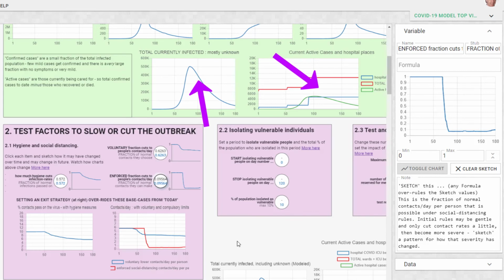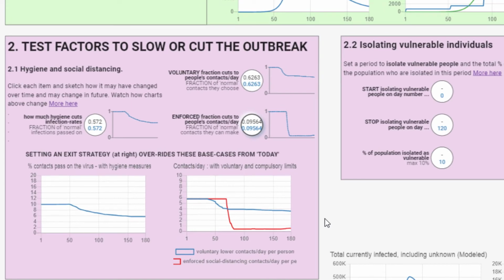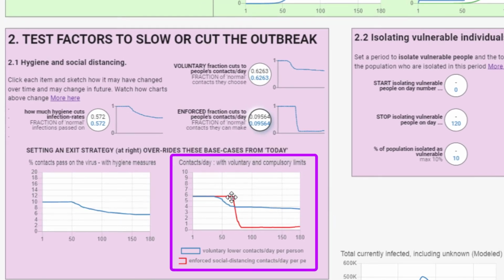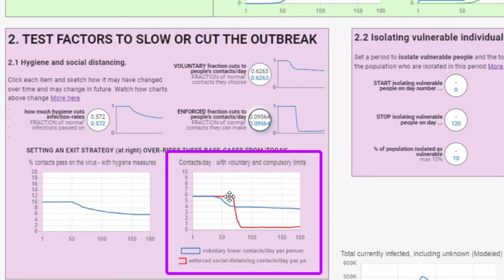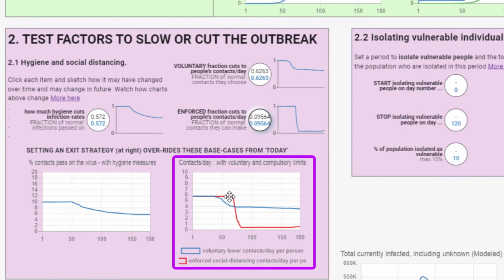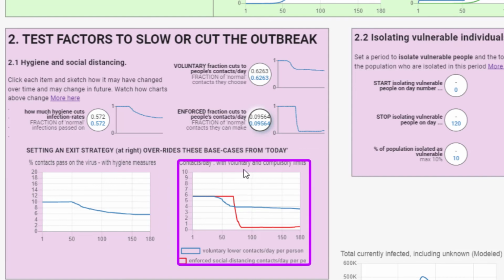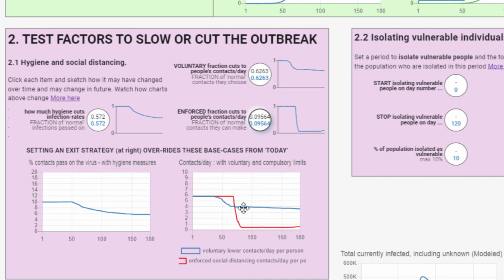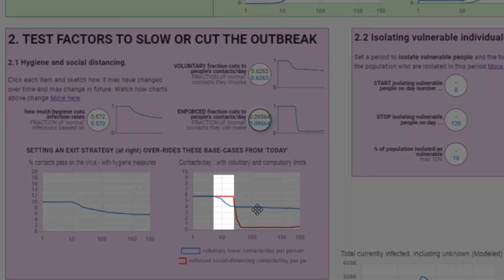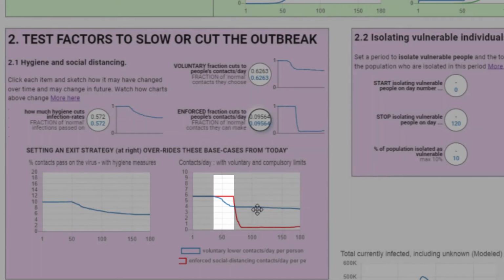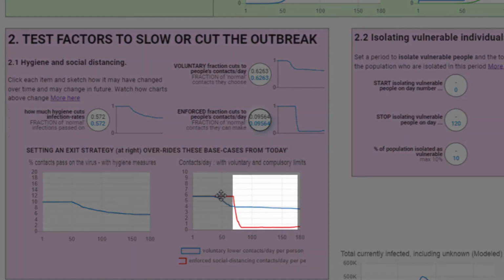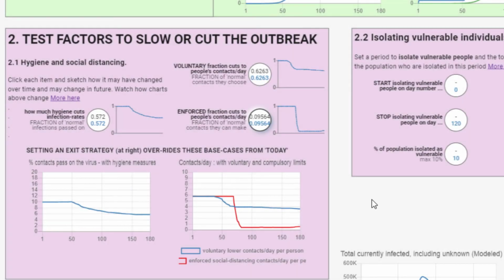And the way that they interact with each other is that the model picks whichever is the lower of those two items. So you can see in the chart below them there is the result for the actual contacts per day after allowing for either voluntary, that's the blue line, voluntary cuts to people's contact rates, or enforced cuts, that's the red line. So as I say, the model will take the lower of those two charts and run that through to affect the contact rates throughout the period of the model.